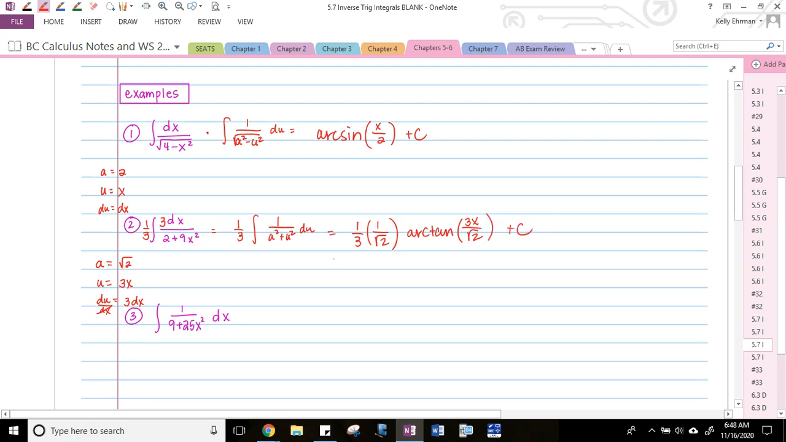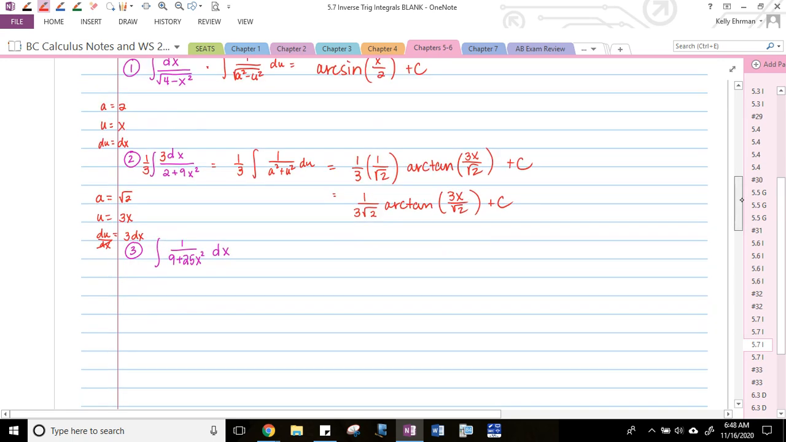And I can clean that up a little bit. This is 1 over 3 radical 2 arctangent of 3x over radical 2 plus c. No need to rationalize or any of that stuff.